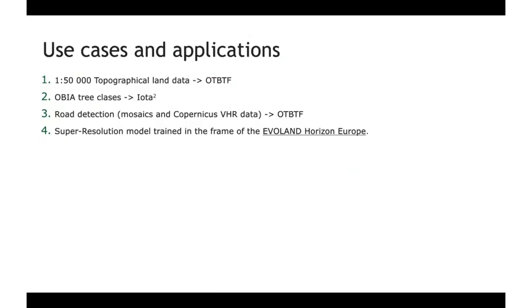So we've been looking into these four use cases, one of them being to update 1 to 50,000 topographical land cover data, where we are utilizing the OTB TensorFlow module. We also looked at OBIA with tree class classification with iota2, and also road detection, where we are combining this mosaic product and the Copernicus very high resolution satellite data, again also with machine learning. And we are also very pleased to see the super resolution already working very well on MAJA scenes with a pre-trained model in the frame of a Horizon Europe project.